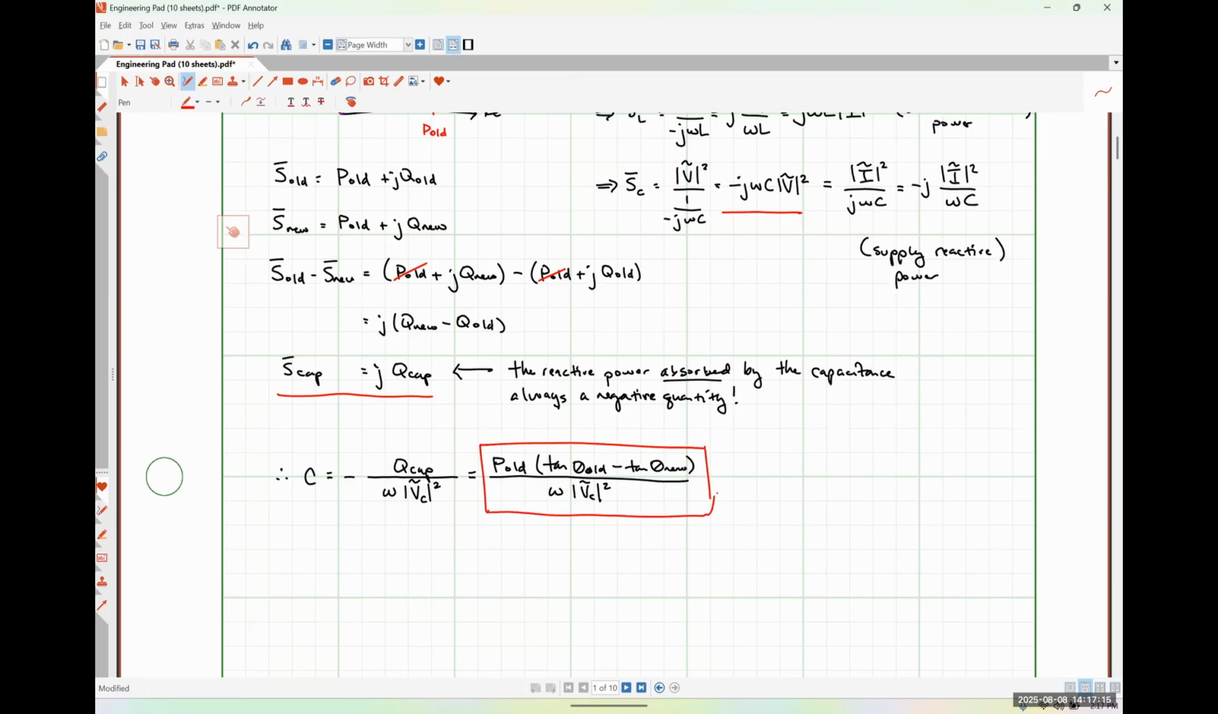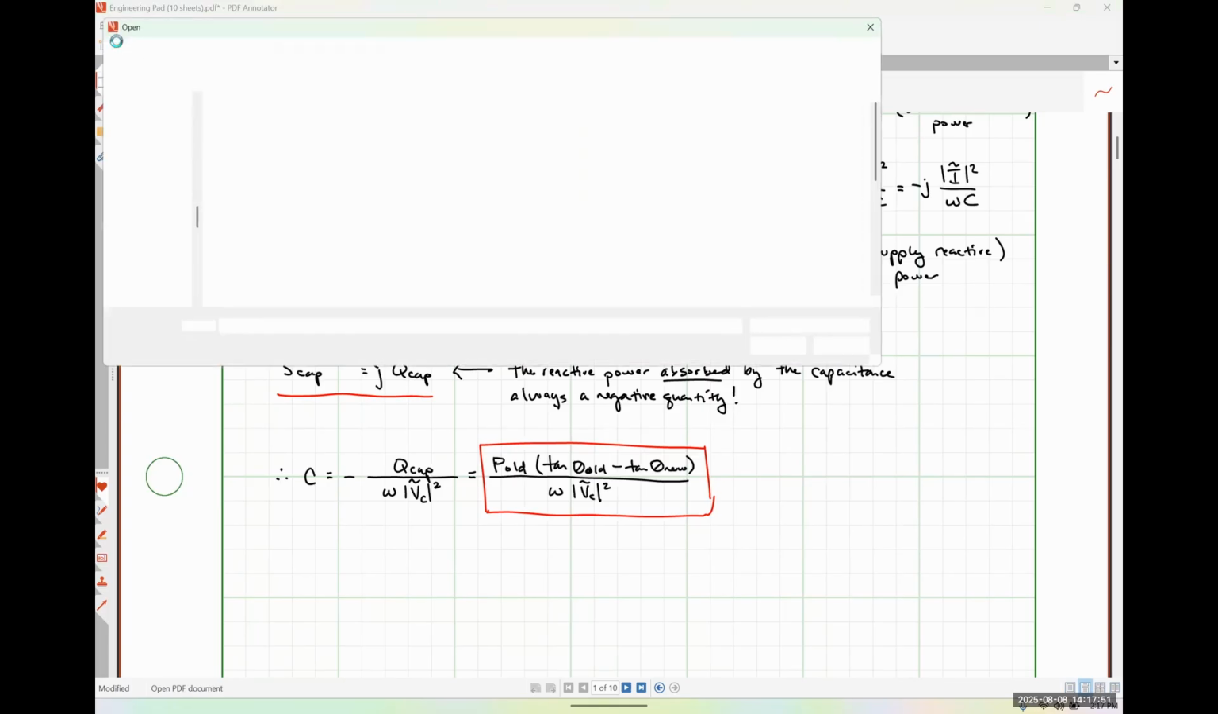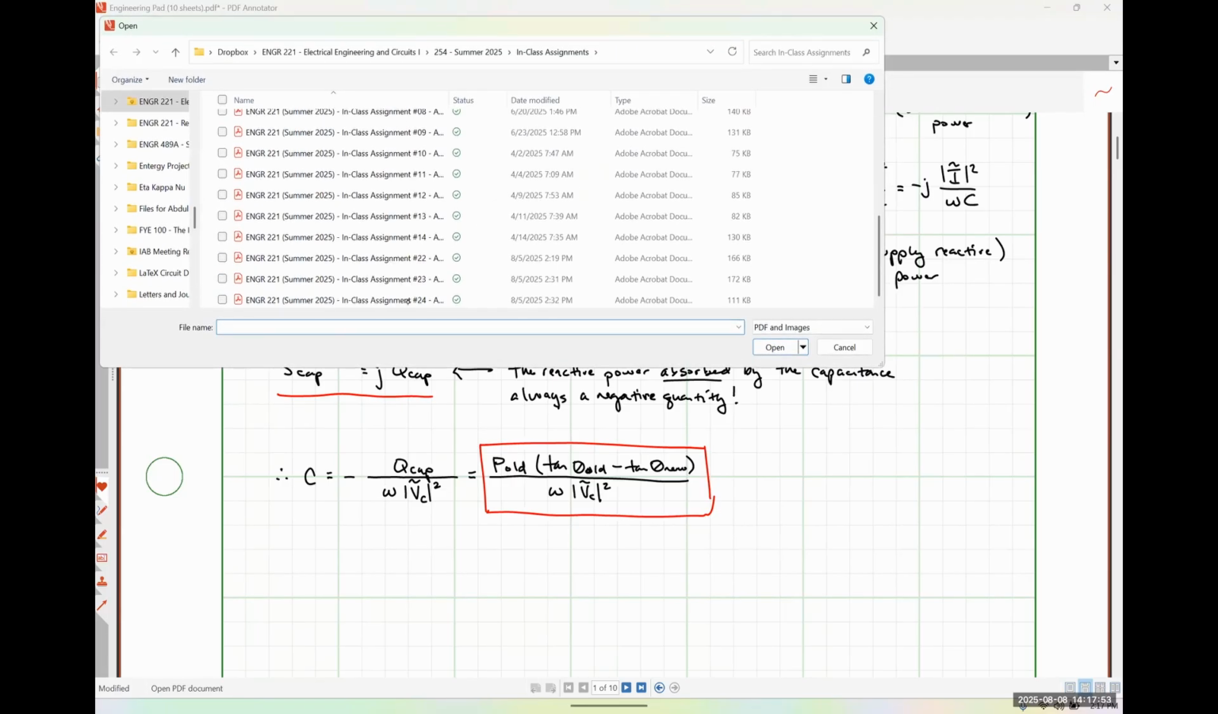Now I'm going to show you how to use it. I'm going to work one of your in-class assignment problems with you, and the in-class assignment problems are very representative of the questions I like to ask on your exams. Then I'll work a web work problem, probably one of the most difficult you're asked. If you can follow that, then you've got power factor correction down for sure. So let me open up in-class assignment number 24 really quickly.